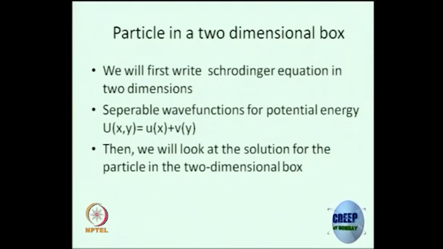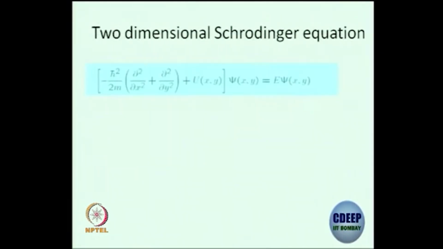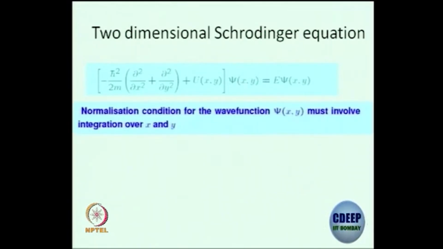And then we look at the solution of the particle in the 2-dimensional box. So the 2-dimensional Schrodinger equation is again time independent. You earlier had only a del squared by del x squared in the particle in a 1-dimensional box. You will also have a del squared by del y squared term. So that's the first step, and psi will be a function of both x and y. And the normalization condition will involve not just integration over x, you should also do an integration over y, right? It's now a 2-dimensional problem.